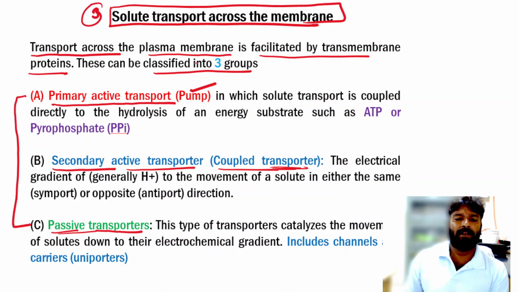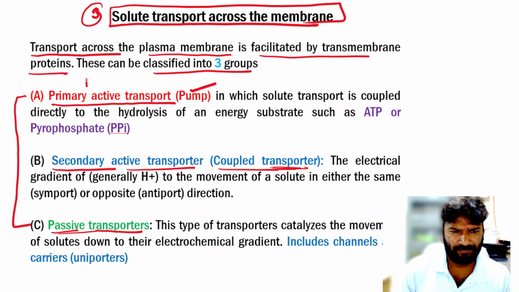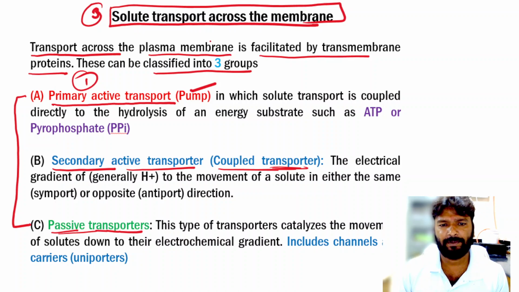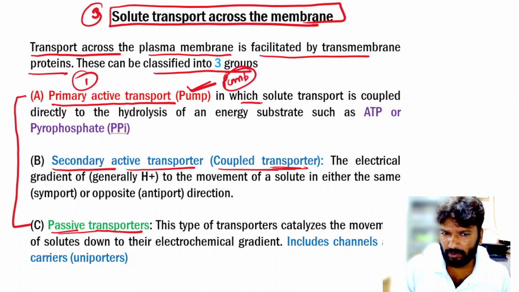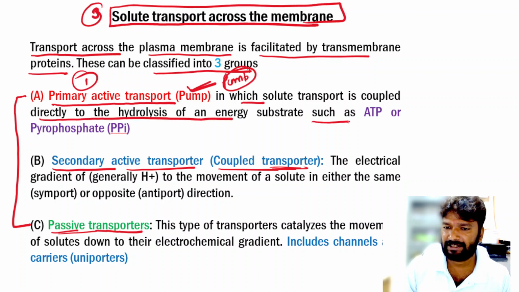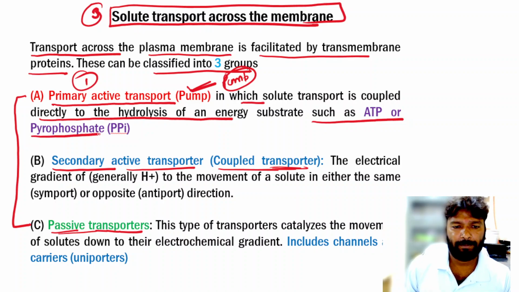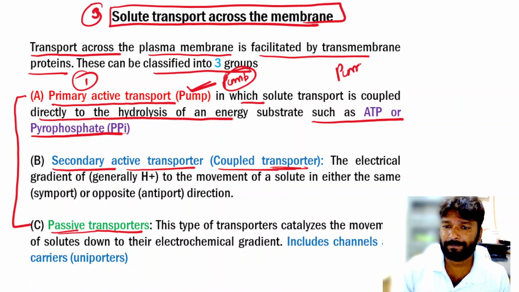Okay. Now come to the first one, that is known as primary active transport. Okay. And in this, pumps are involved. Okay. So in this, solute transport is coupled directly to the hydrolysis of energy substrates such as ATP or pyrophosphate. तो जहां भी आपको पंप वर्ड मिलता है मीन्स दे आर रेस्पॉन्सिबल फॉर एक्टिव ट्रांसपोर्ट.